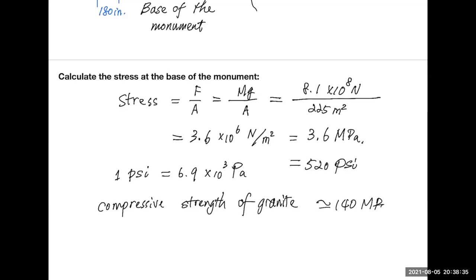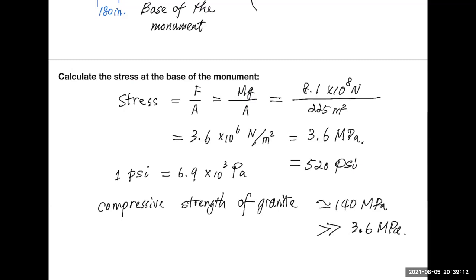MPa. The stress that we have, according to our calculation, is 3.6 MPa. So this is a lot greater than 3.6 MPa, meaning that the base made of granite can certainly withstand the stress. It's nothing. This monument is not nearly tall enough to cause a stress that it cannot hold at the base. There's plenty of room for safety.